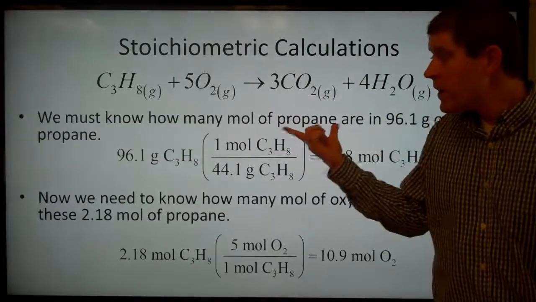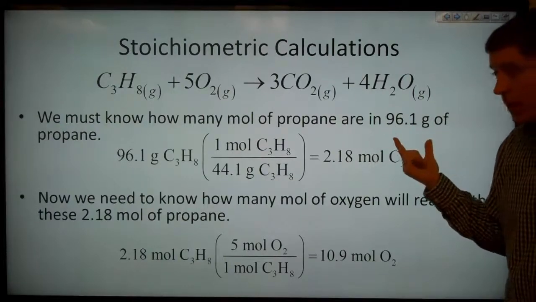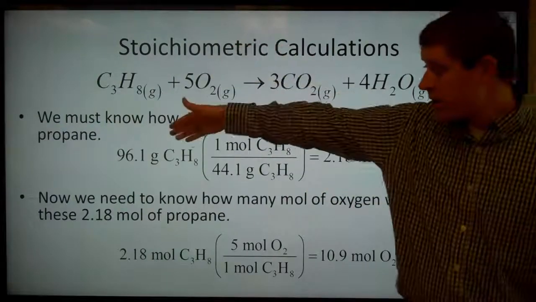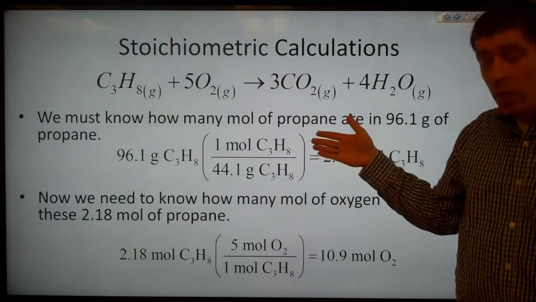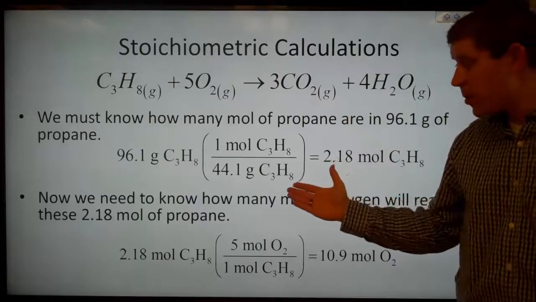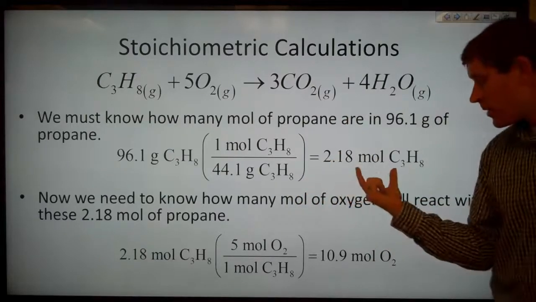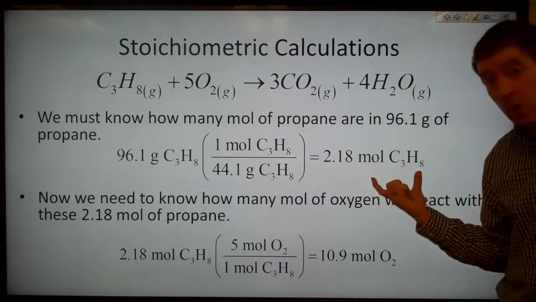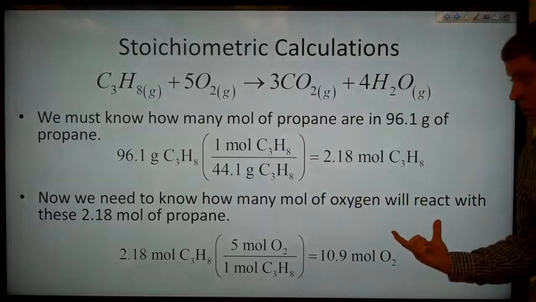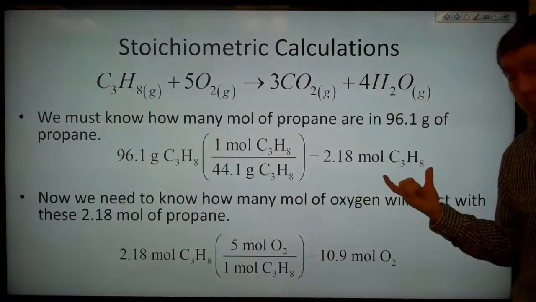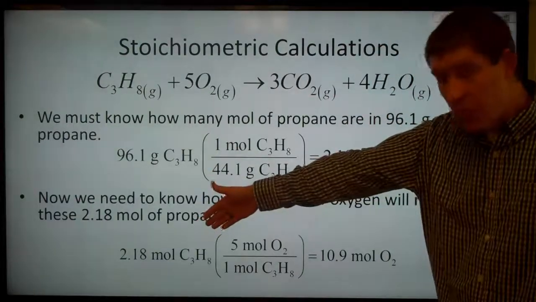So we need to know how many moles of propane there are in 96.1 grams of propane. So we need to take 96.1 grams of propane, multiply by 1 mole of propane, divided by the molar mass, 44.1 grams of propane, and that gives us 2.18 moles of propane. So now we need to know how many moles of oxygen will react with these 2.18 moles of propane.